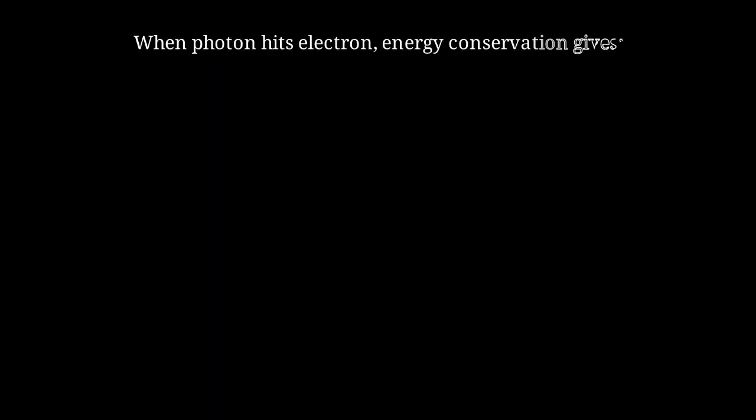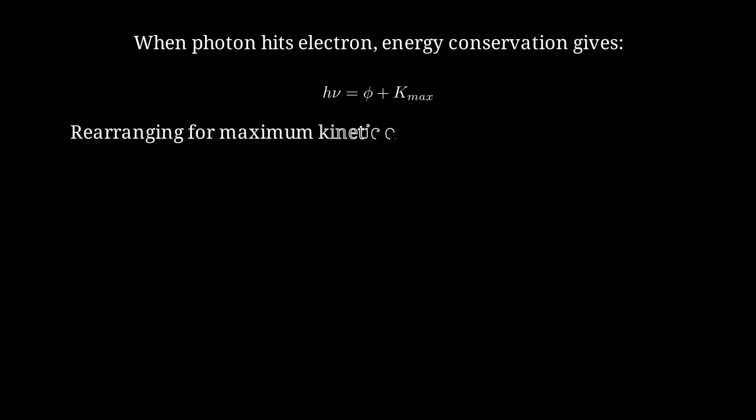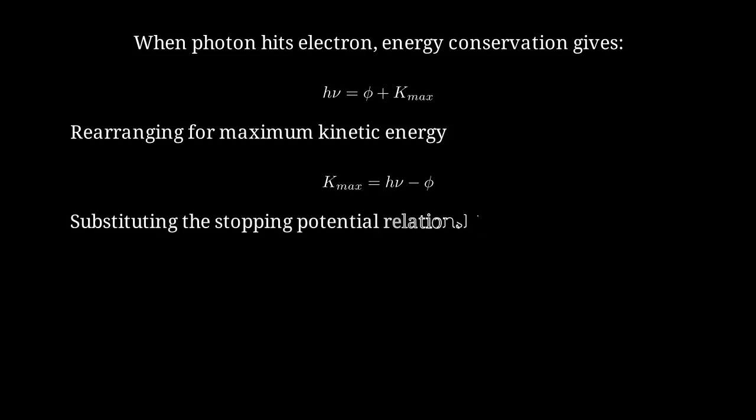When a photon hits an electron, energy is conserved. The photon energy goes into liberating the electron, which requires work function phi, plus the electron's kinetic energy. h nu equals phi plus Kmax. Rearranging gives us Kmax equals h nu minus phi. Since Kmax equals eV_S, we can substitute. eV_S equals h nu minus phi. Divide both sides by e.